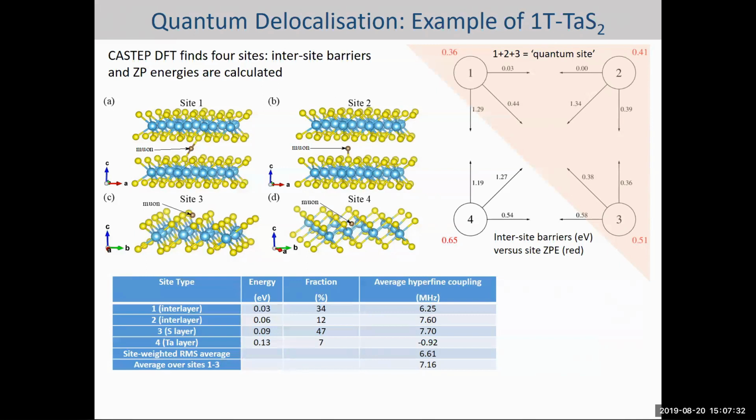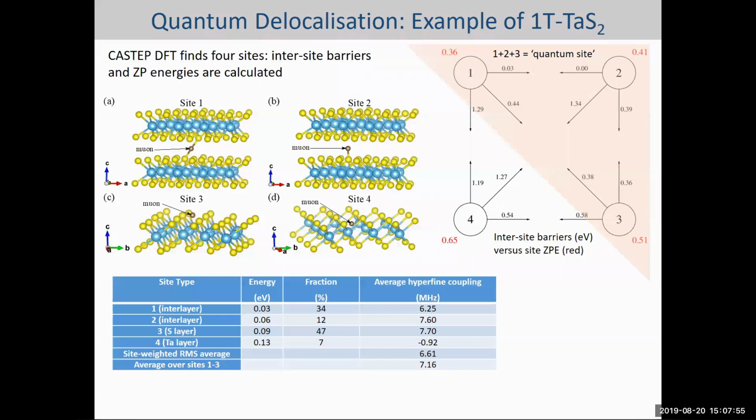So we did some ESR experiments and some CASTEP DFT to find what sites were stable in this system. And there turned out to be four sites. Two of them are sort of well in the interlayer region, and then one which is more associated with the sulfur layer, and then one that's getting closer to the tantalum layer.